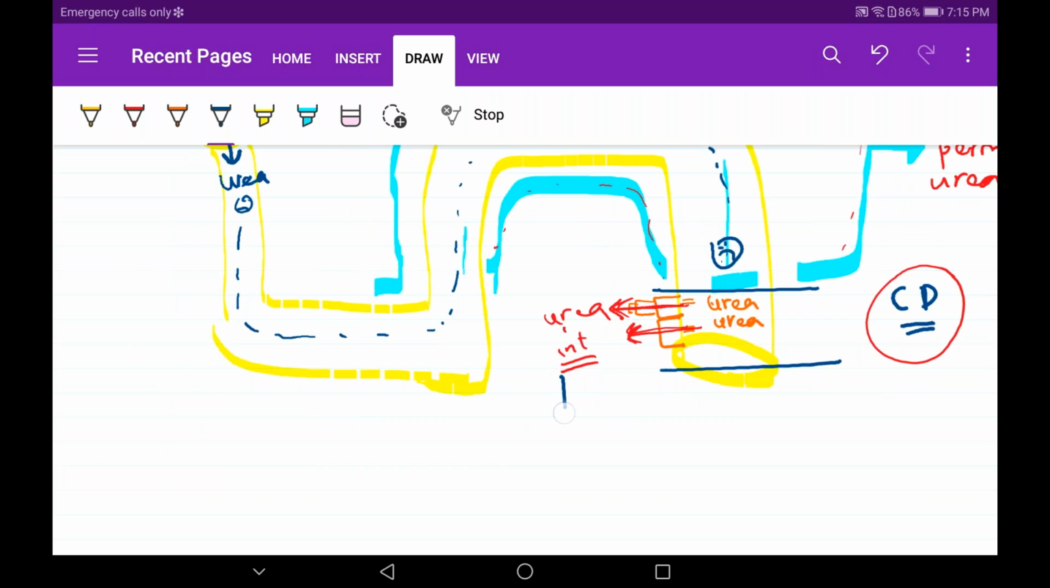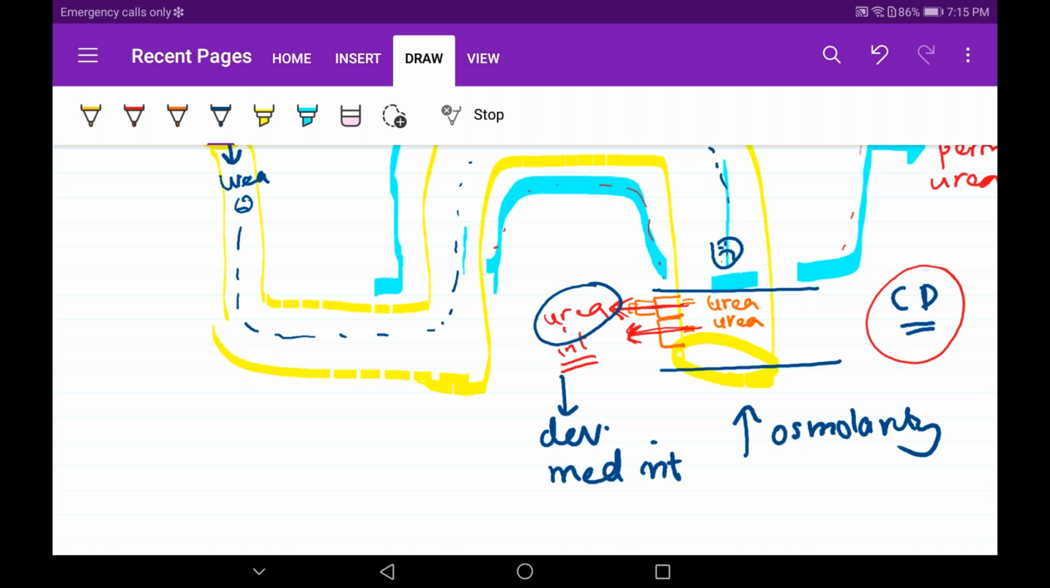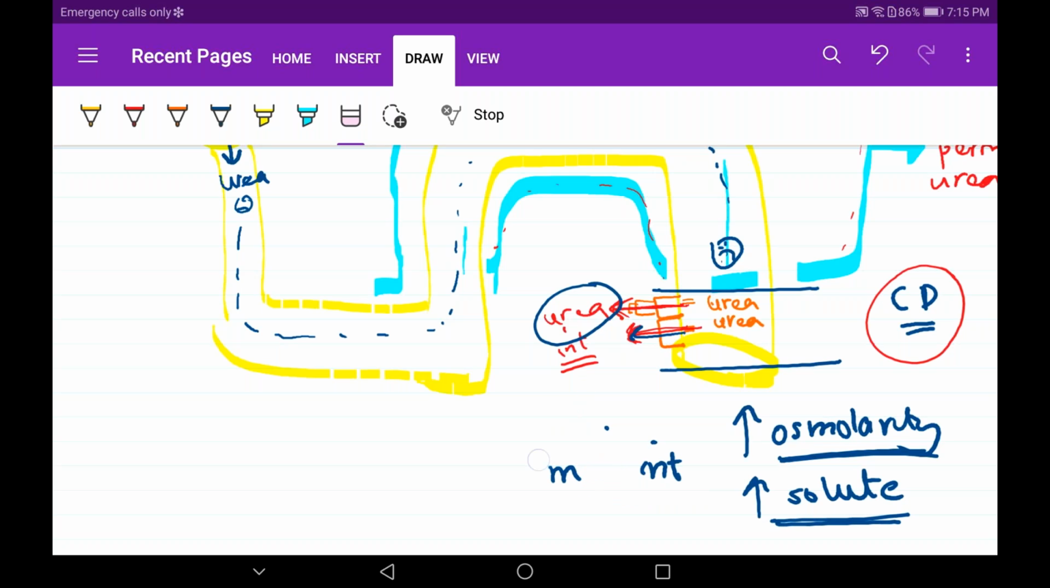Tell me. Yes, it will cause development of the medullary interstitium now, because it is a solute. The moment the solute enters into the interstitium, it causes increase in the osmolarity. That's why once it enters into the medullary interstitium, it creates the medullary interstitium, because osmolarity gets increased because it is a solute. The moment urea accumulates in the interstitium, it causes increase in the osmolarity. Yes. Now let's revise all these important concepts. Yes. Till now you have understood this.